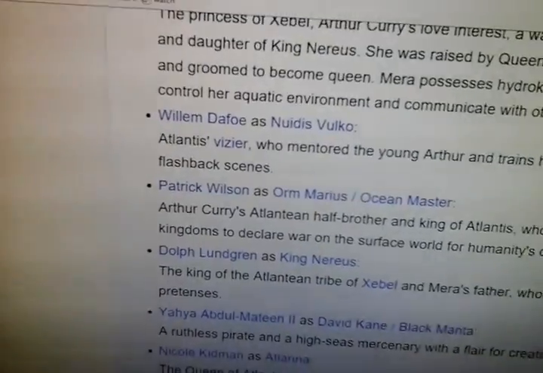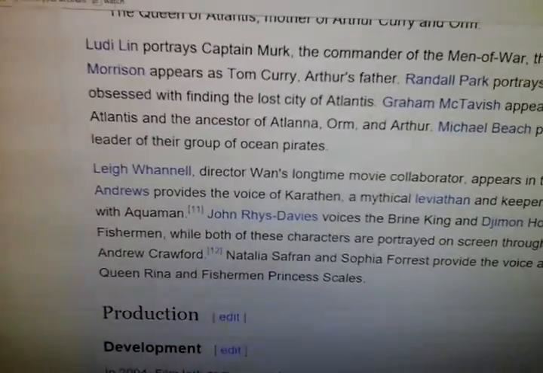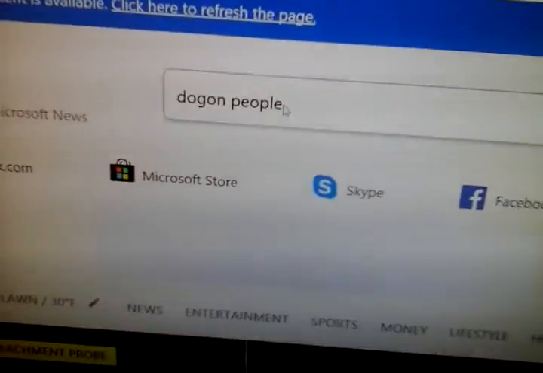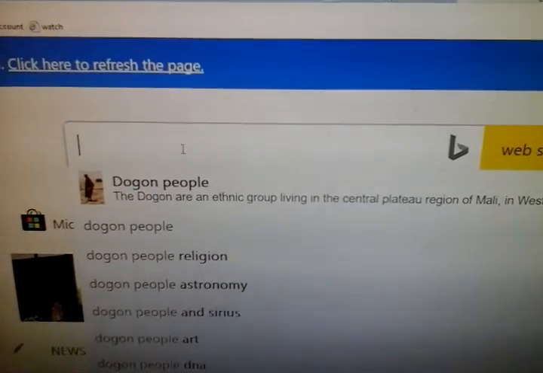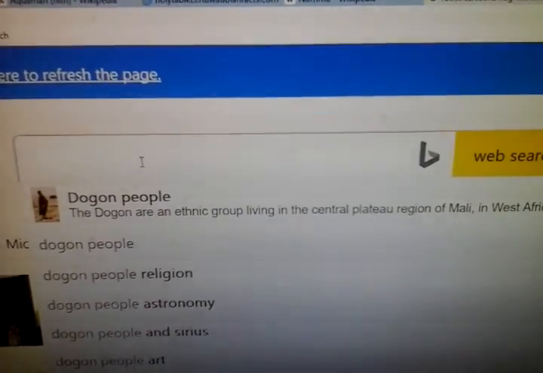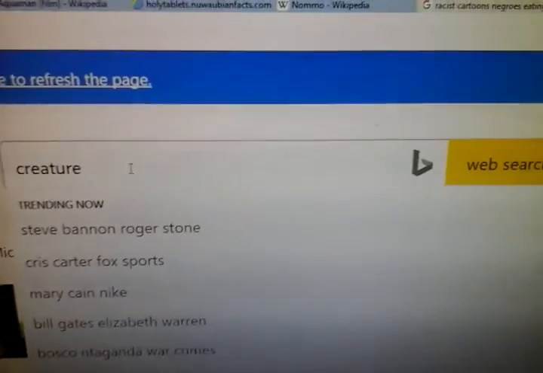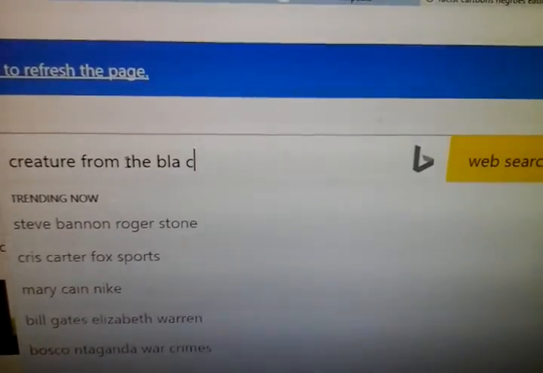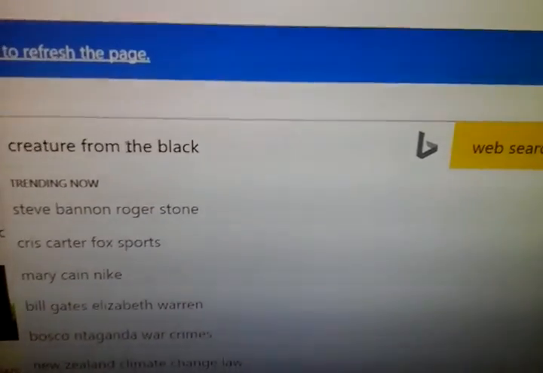Just made fun of that quick. They come with this racist bullshit. Creature from the Black Lagoon. And why does it have to be black? Because they know what's up. Black Lagoon. Or the carbon. We know the carbon. Black is carbon.